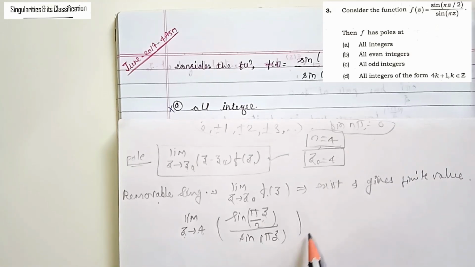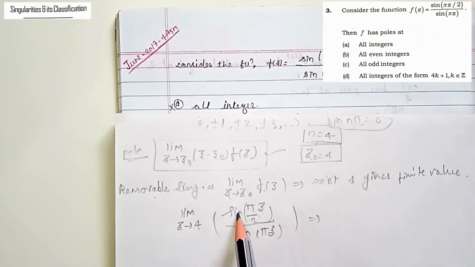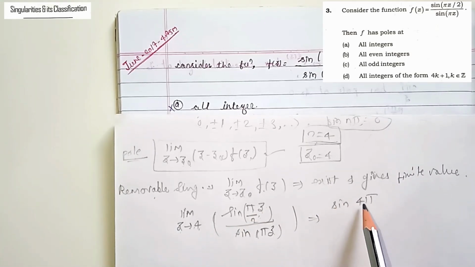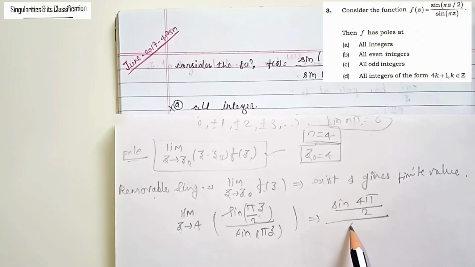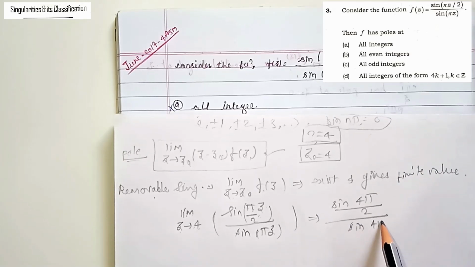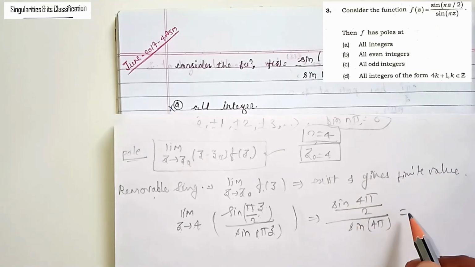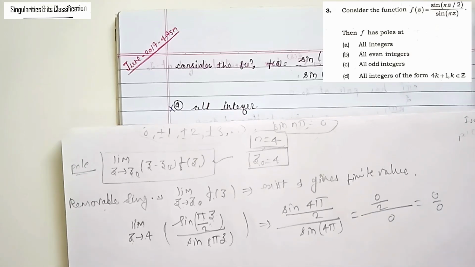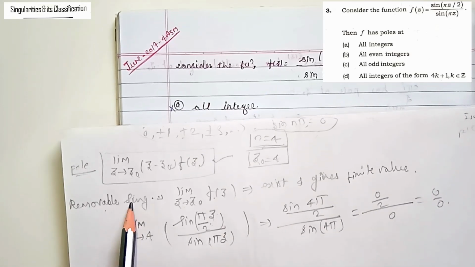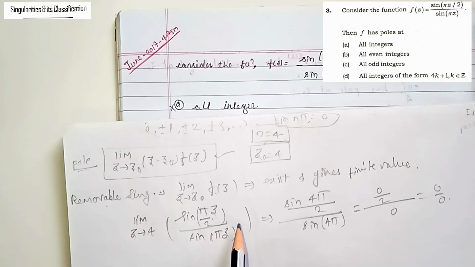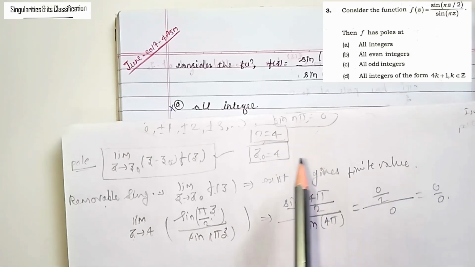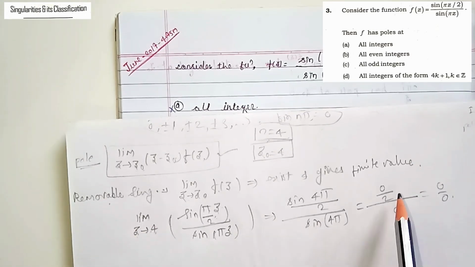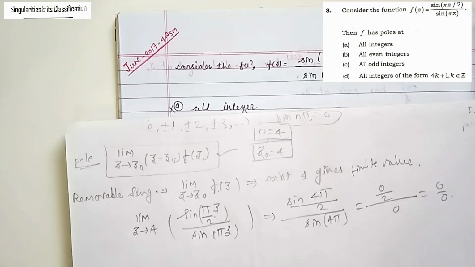So put z tends to 4 in sine of pi z upon 2. We have sine of pi into 4, that means sine 4 pi divided by 2, upon sine 4 pi. We know that sine n pi is always 0, so it is 0 by 0 form. When we have a limit in 0 by 0 form, we always use L'Hospital rule.